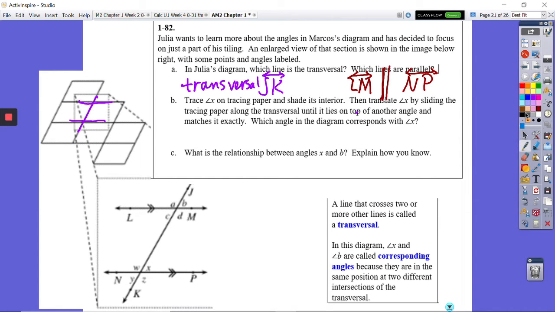I don't have tracing paper available to me digitally, so I'm going to go ahead and trace with my pen and just draw it. Let's make it green. And so trace angle X, and then move it along the transversal until it lands on top of another angle that matches it. So I'm moving it along the transversal. Oh, hey, look, B. B is the same.